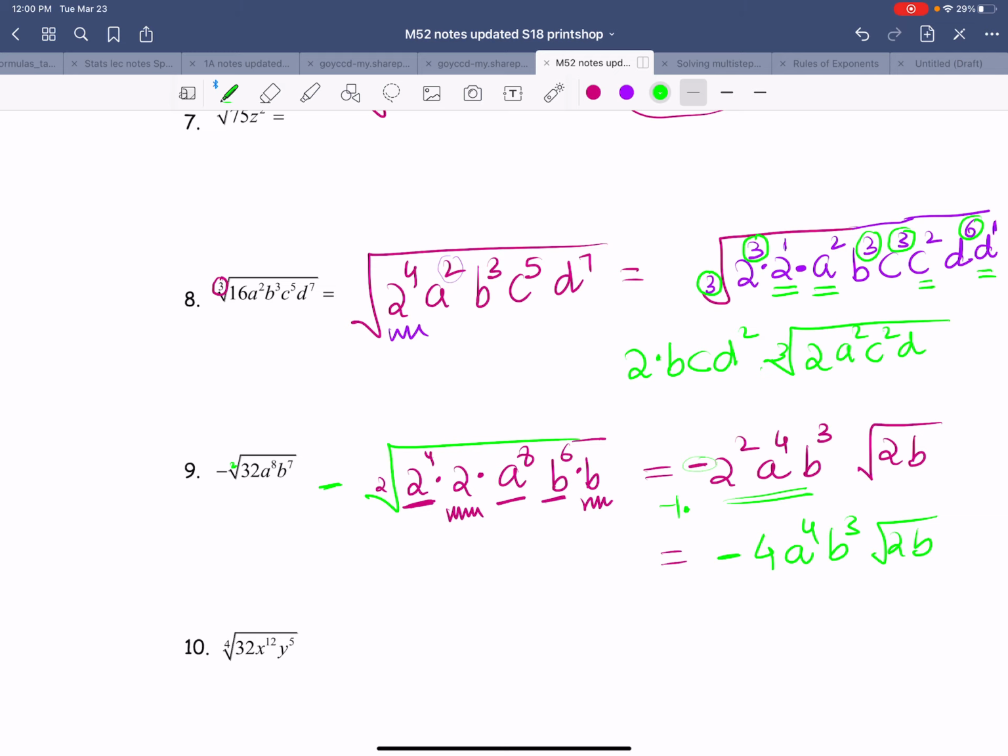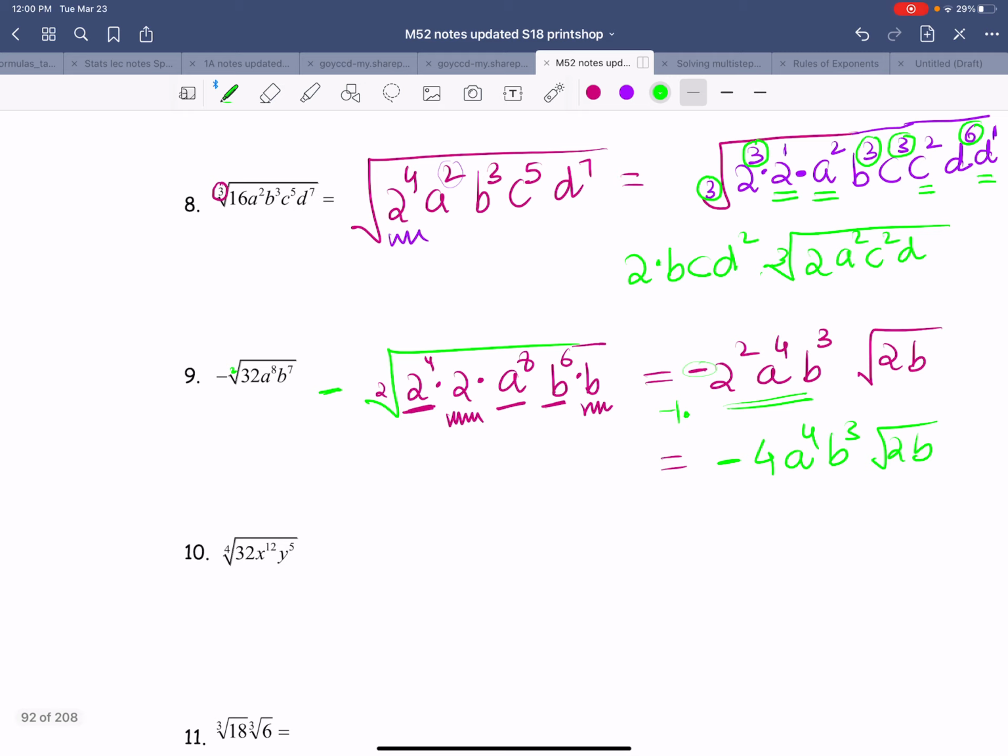All right, let's check out the next example. 4th root of 32, x to the 12, y to the 5th. Now my number in the pocket is 4. My goal is to have the exponents inside which are multiples of 4. So I'm going to write it as 2 to the 4 times 2. 12 is already a multiple of 4. And y to the 4 times y will make y to the 5th. And there's a 4 in the pocket.